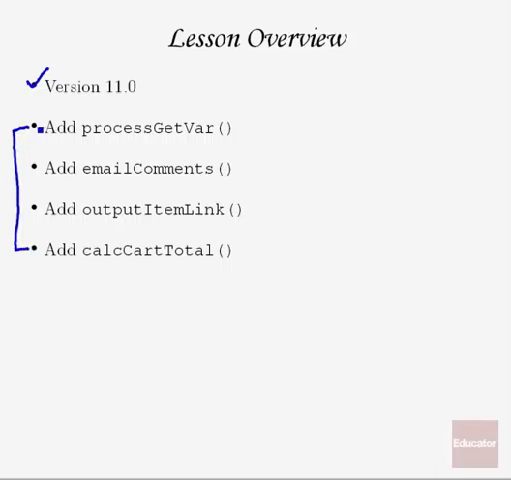The first one is called process get var, which is used to process get variables. We're going to have an email comments function in which we're going to extract the part of our contactus.php script that does the emailing of the comments. We're going to add a function that's going to be used to output item links, and that's going to be used in viewcart.php. And then we're also going to create a function called calc cart total, which is going to be used to calculate our shopping cart total.